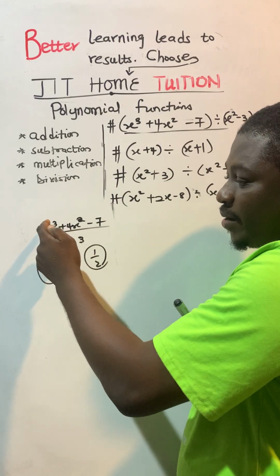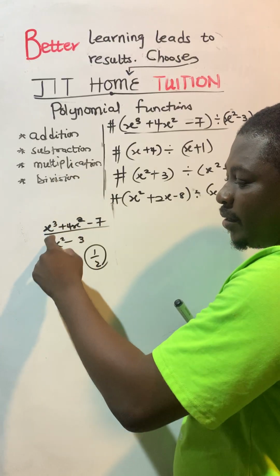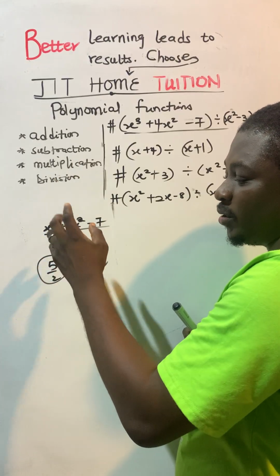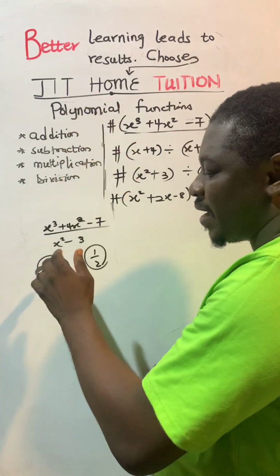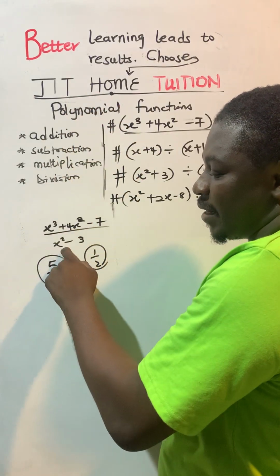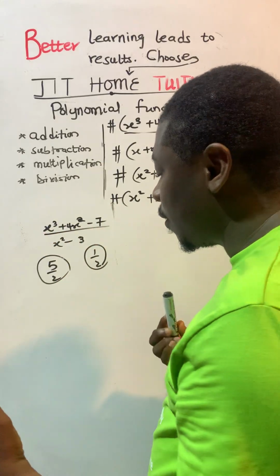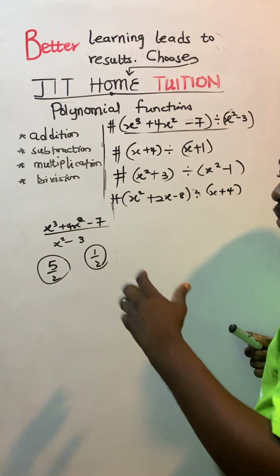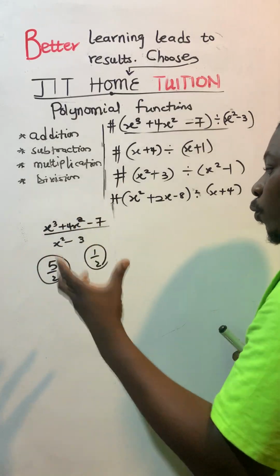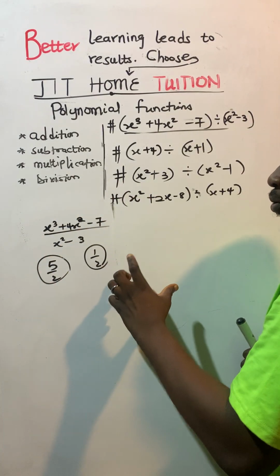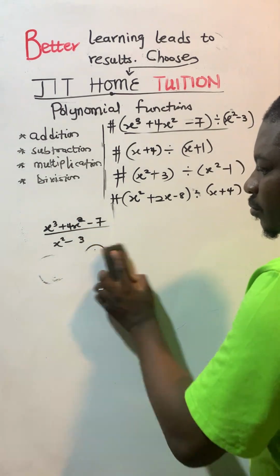One of the ways to identify whether the function is improper or proper is when the degree, or let me say the highest power, for the top one is 3 and the highest power for the down one is 2. Because the power on top is higher than that of the down part, we call this one an improper function. I'll come back to that. When you have an improper function, how do you go about it? But first of all, let's focus on how we can do the division.